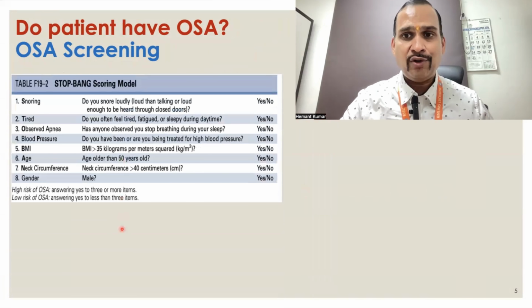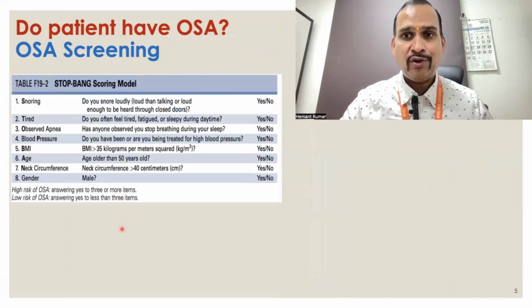If on OA treatment, the patient is being treated with oral appliances and symptoms return, then we have to do repeat polysomnography to say whether he is having OSA or not, whether his OSA is controlled with oral appliances or not. So these are the conditions where we have to do polysomnography.